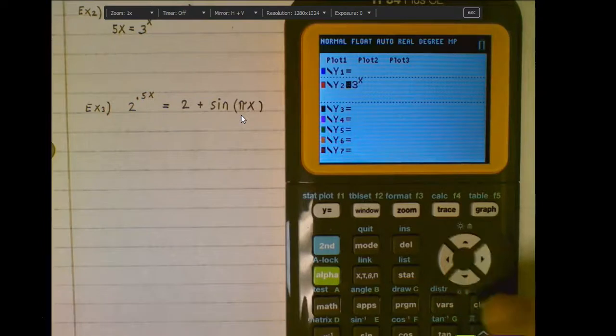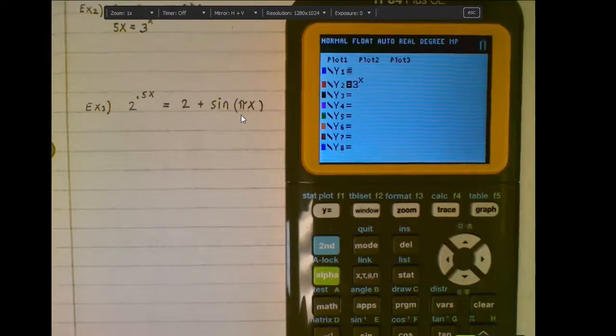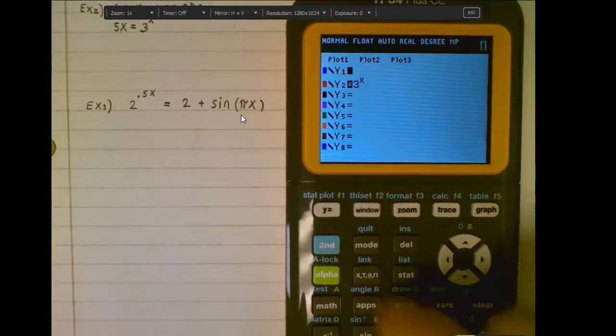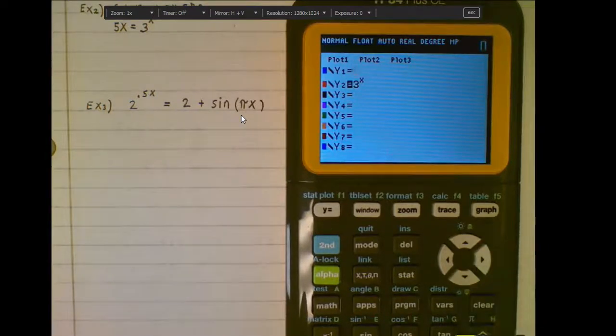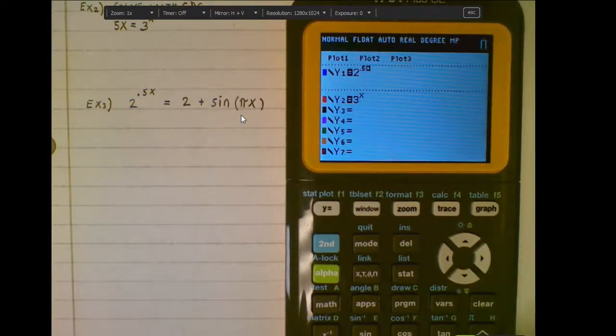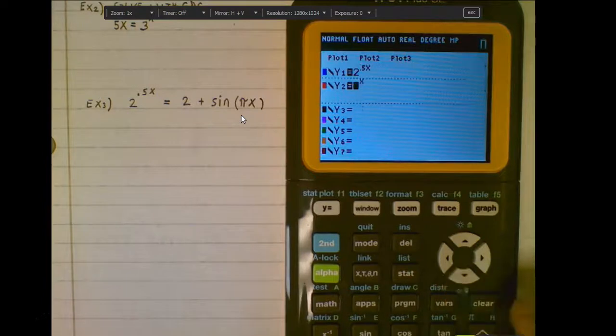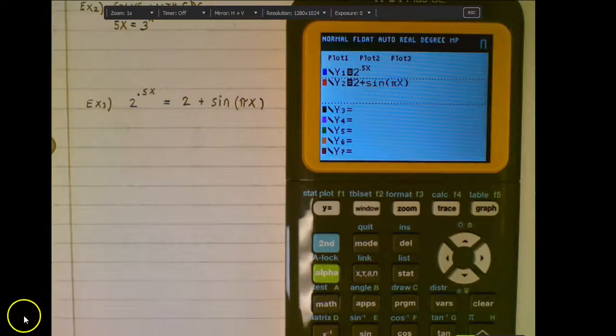So I'm going to graph the left side as one equation, so 2 raised to the 0.5x power. And for the other one, we're going to put in our 2 plus sine pi x, to solve our second equation. And again, we're just going to graph those and find out where these two guys intersect each other.